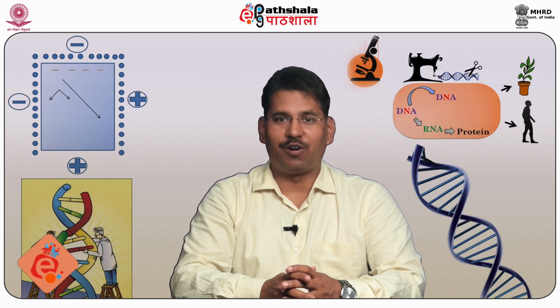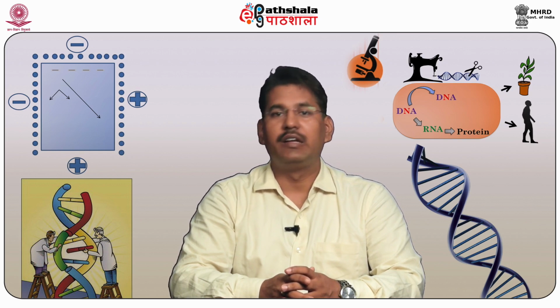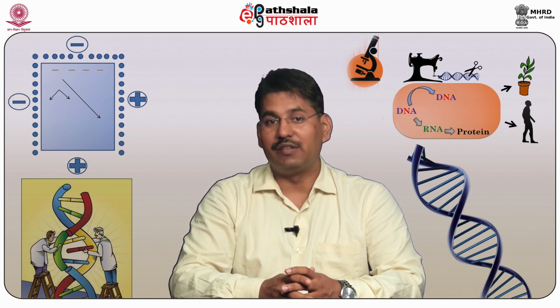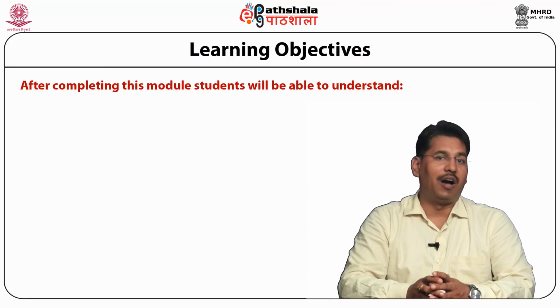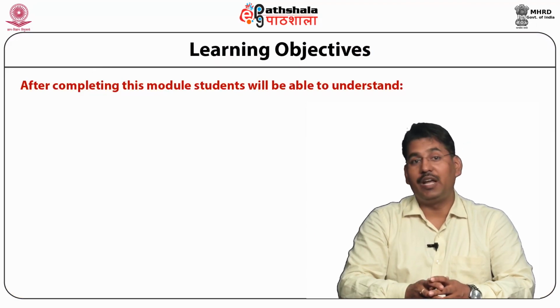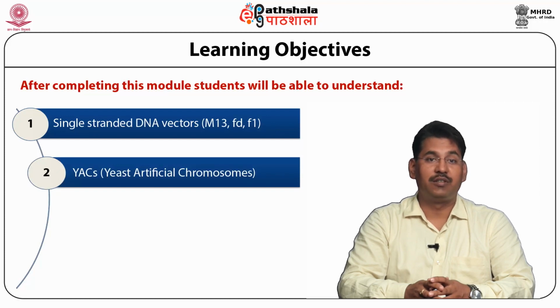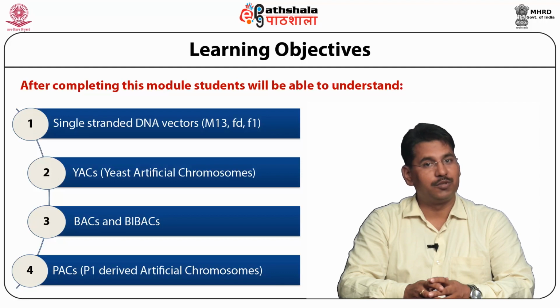Today we are going to talk on the module single stranded DNA vectors, M13, FD and F1, yeast artificial chromosomes, bacterial artificial chromosomes, P1 derived artificial chromosomes and binary bacterial artificial chromosomes, under the paper Genetic Engineering and Recombinant DNA Technology. After completing this module, you should be able to understand single stranded DNA vectors like M13, FD and F1, yeast artificial chromosomes, bacterial artificial chromosomes, binary bacterial artificial chromosomes and P1 derived artificial chromosomes.